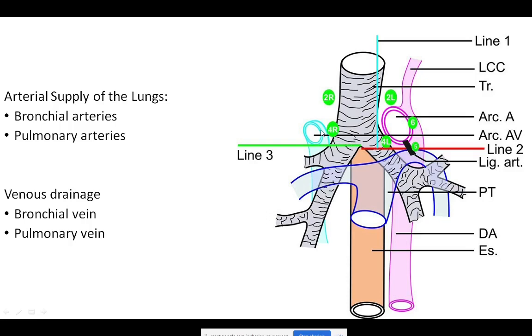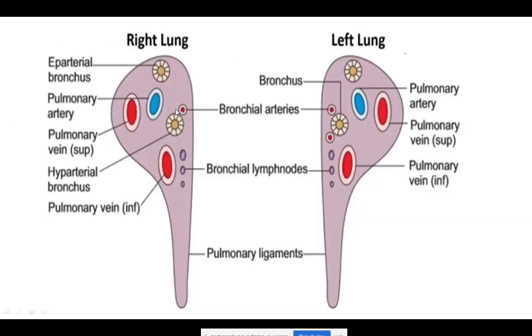Arterial supply of the lung. We have remembered the root of the lung. There are two bronchial arteries on the left lung and one bronchial artery on the right lung. This bronchial artery supplies the bronchial tree.